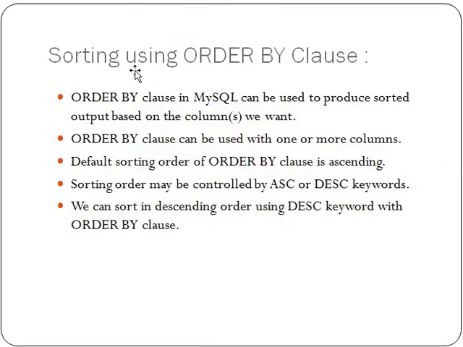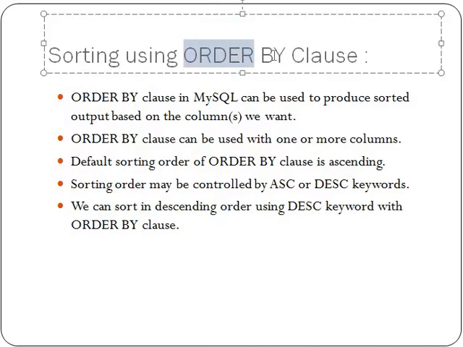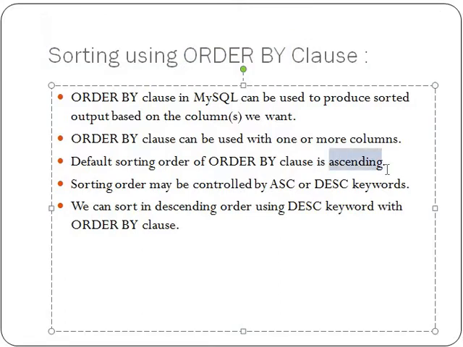Now you can sort a particular column in a table using the order by clause. Sorting of a column in a table can be done in ascending order as well as descending order. Sorting in ascending order means arranging from first to last, whereas sorting in descending order means arranging from last to first.